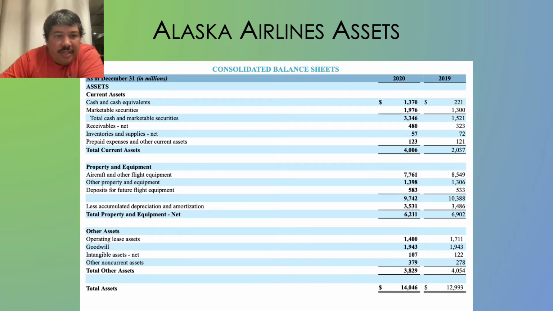They also have total property and equipment assets of $6.2 billion with total other assets of $3.8 billion. The majority of their assets are aircraft and other flight equipment, cash and cash equivalents, and marketable securities.